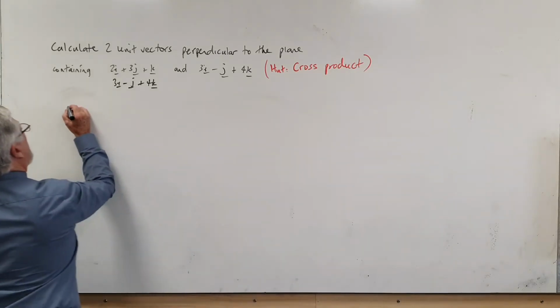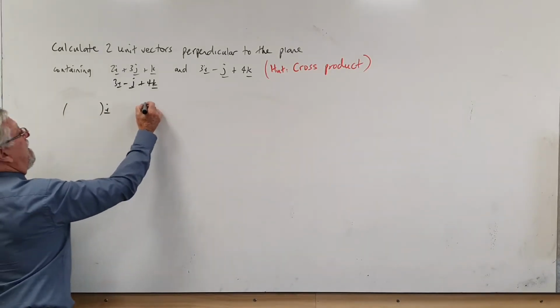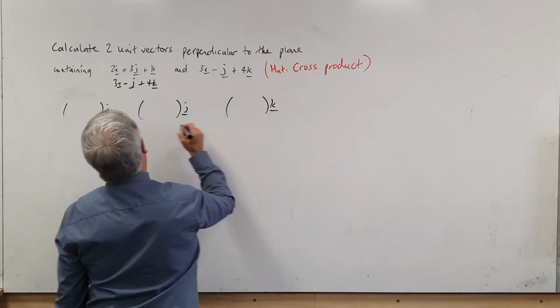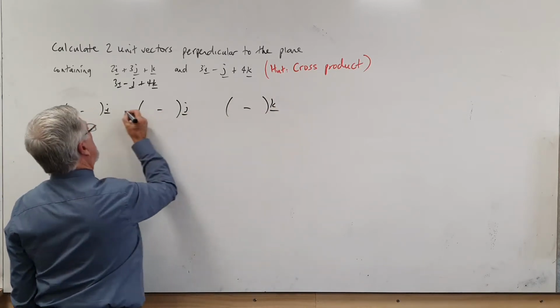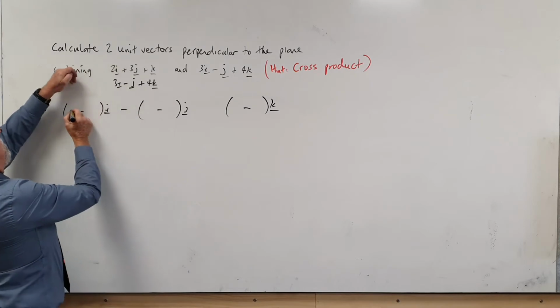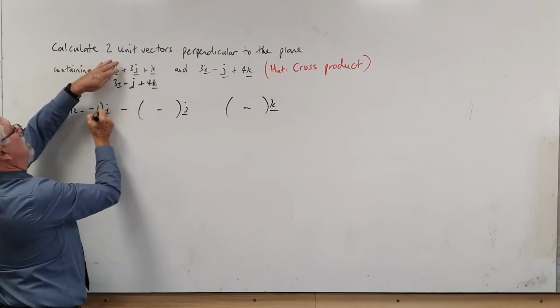So what can we do? Latest thought was I'd do that as brackets with an I, brackets with a J, brackets with a K. I'd put minus there, minus there, minus there, minus there. And that's cross product. So what do we do? Cover the I's. That's a 12. And that's a minus 1.